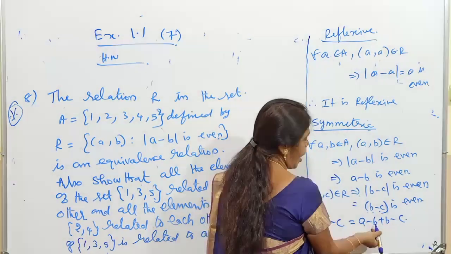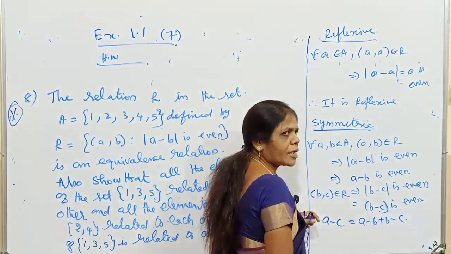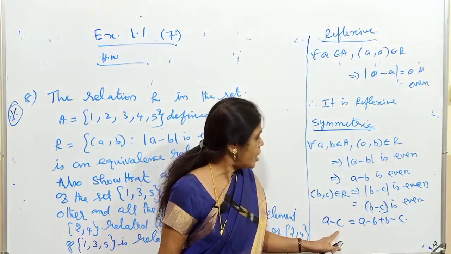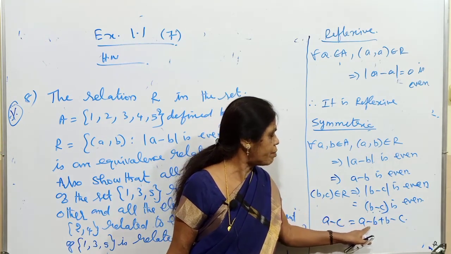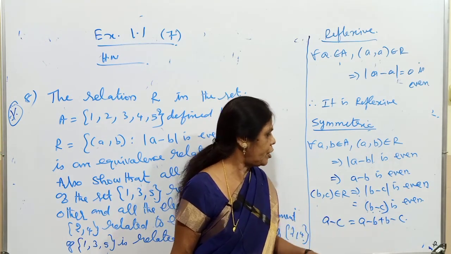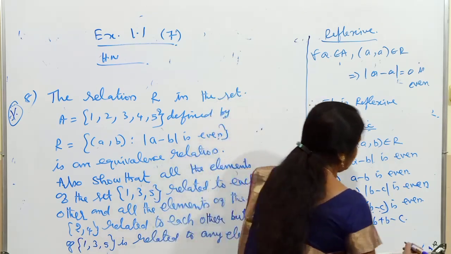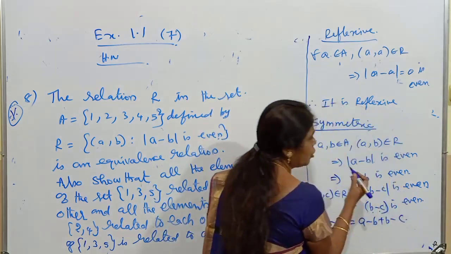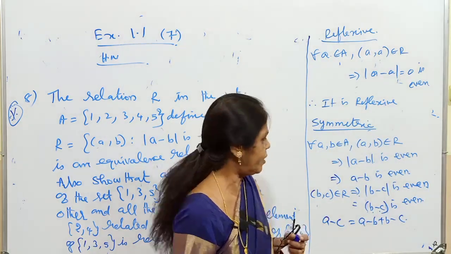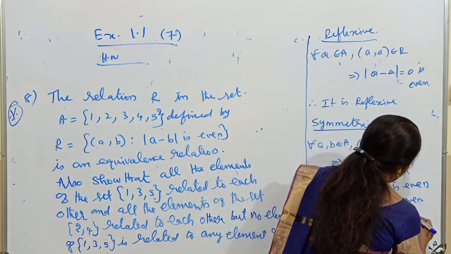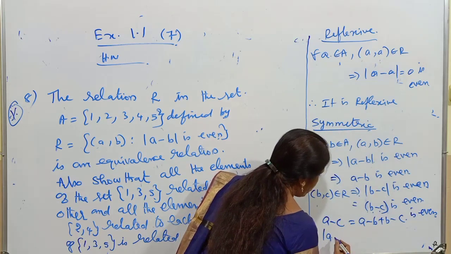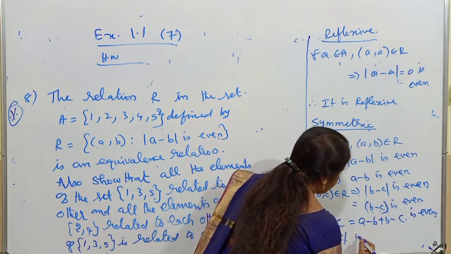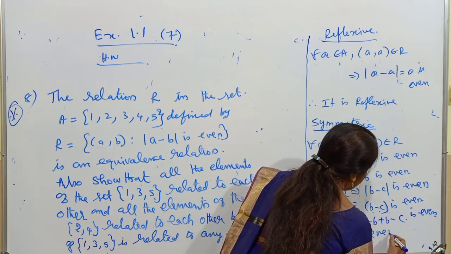What have I done? I have added 1 B, I have subtracted 1 B. All of you following, children? A minus C I have written in this form. So what I have done? I have subtracted 1 B, added 1 B. So the sum of the two even numbers is also even. So now you take the modulus of A minus C is even.